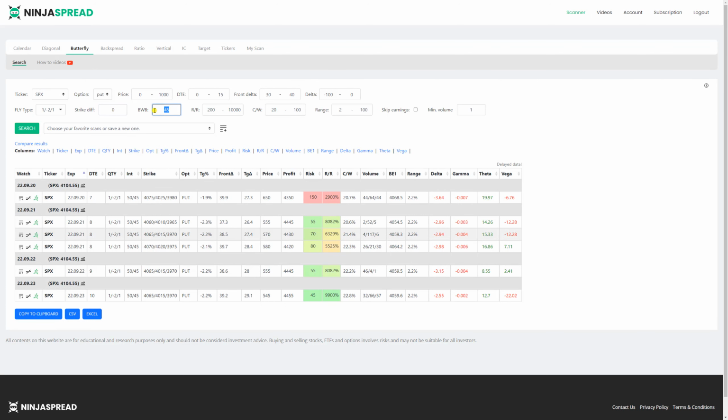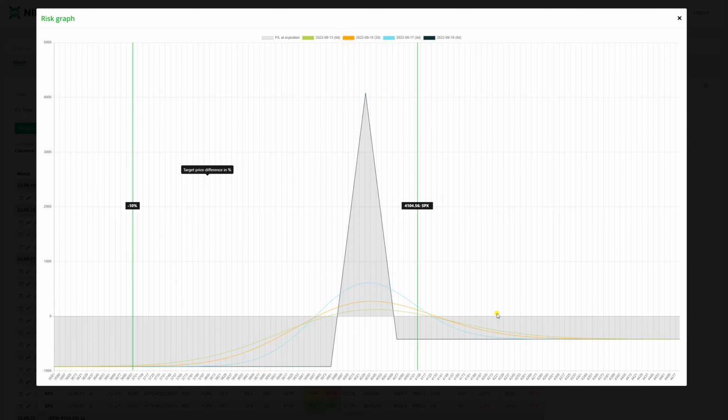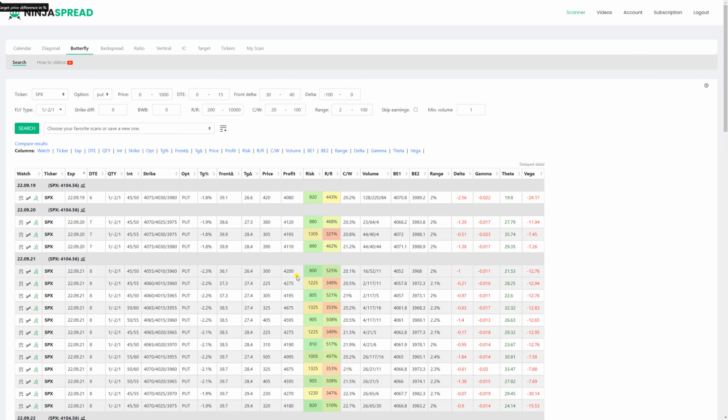But if you are using 0 and 0, it will only look for butterflies with higher risk than the debit paid. But you can always look for the other types by manually specifying them. You can manually specify different ones in here, like for example, look for 50, 75 and 100, and look for, for example, 45, 70 and 95 against those. So 50 will be combined with 45, 75 will be combined with 70, and 100 will be combined to 95.